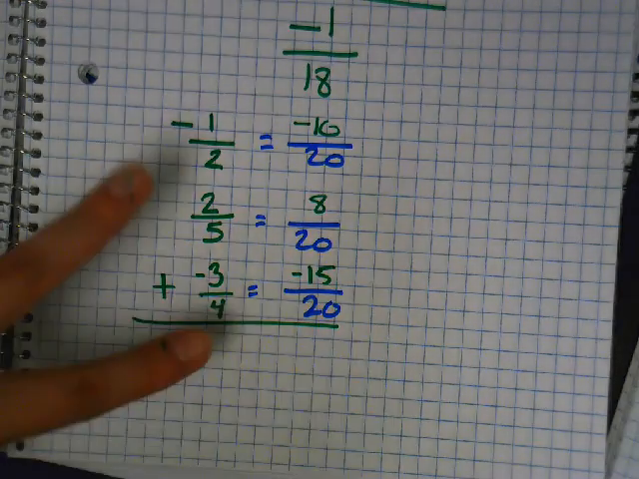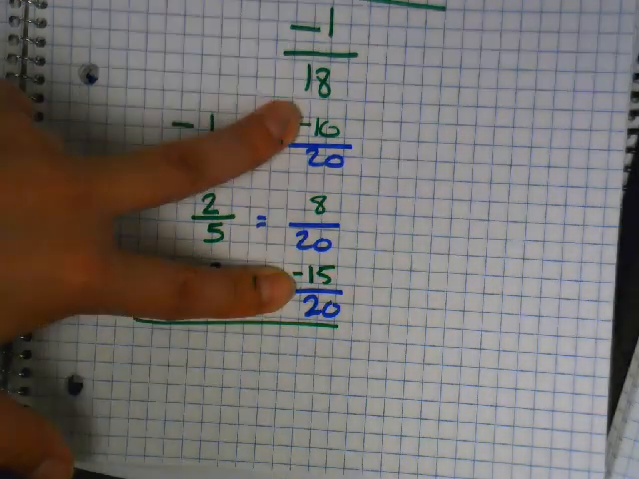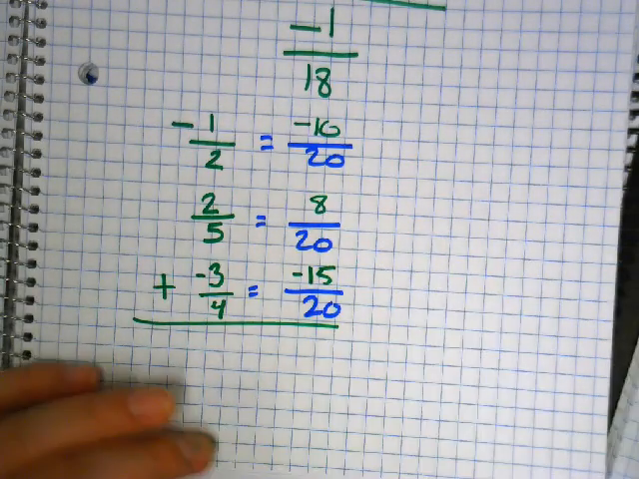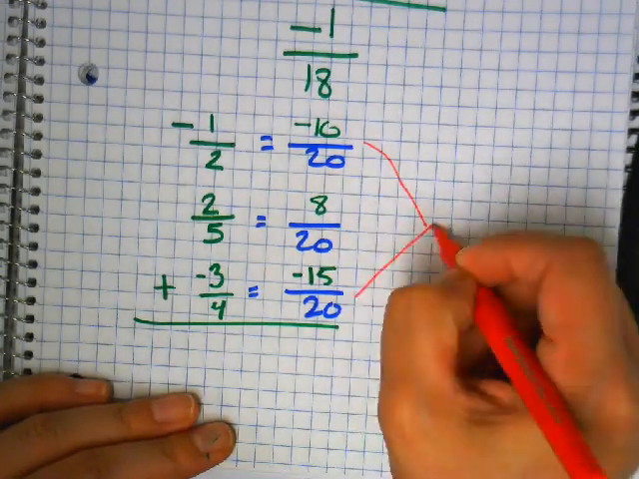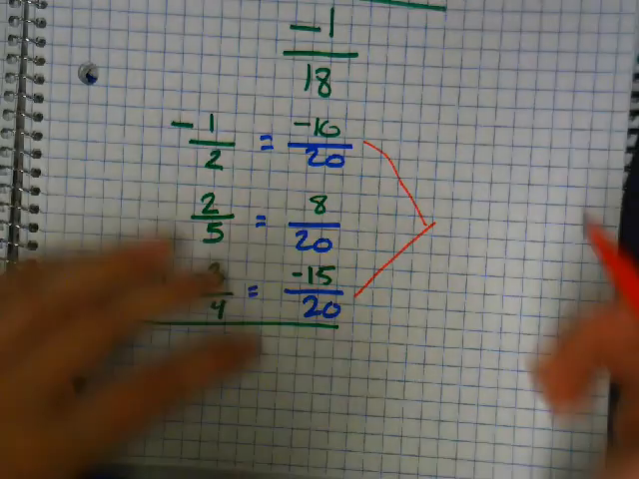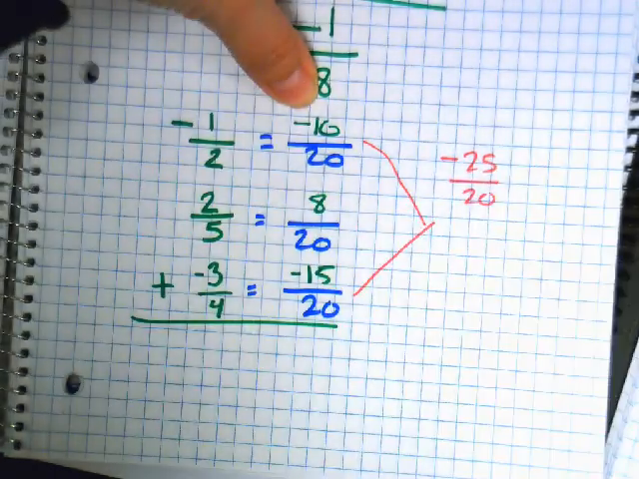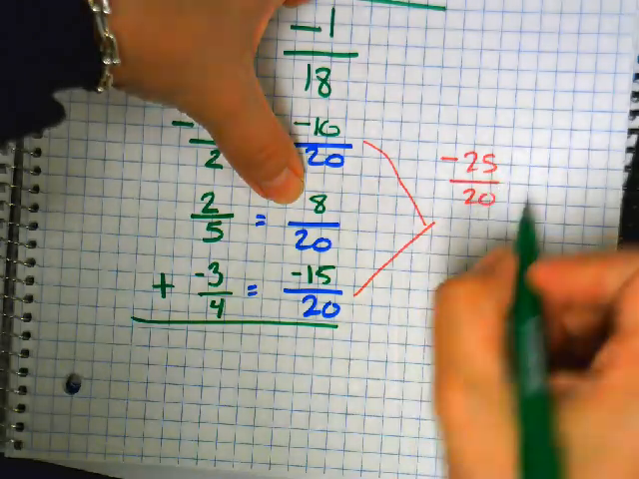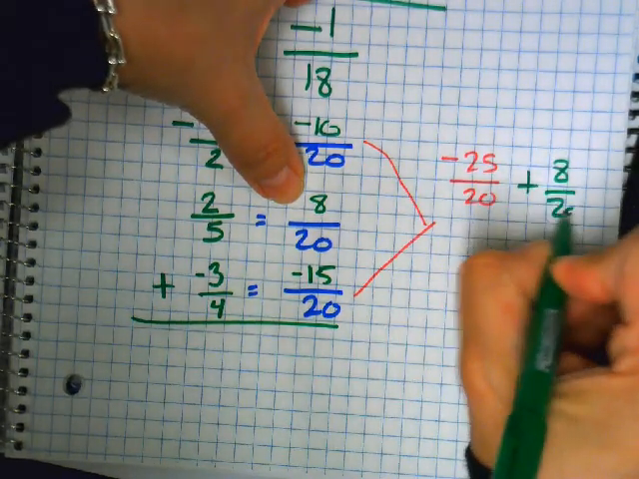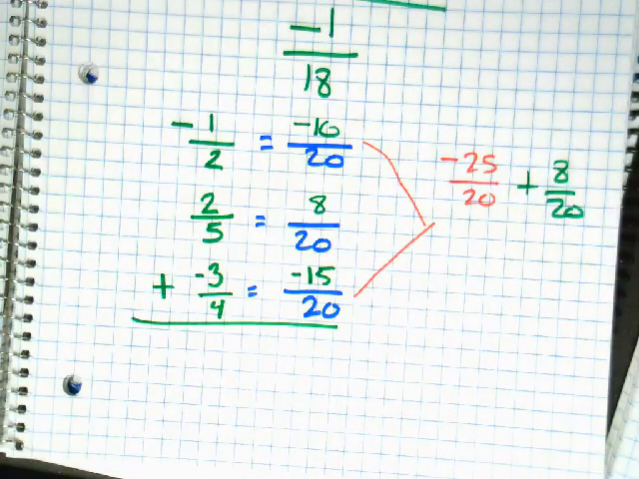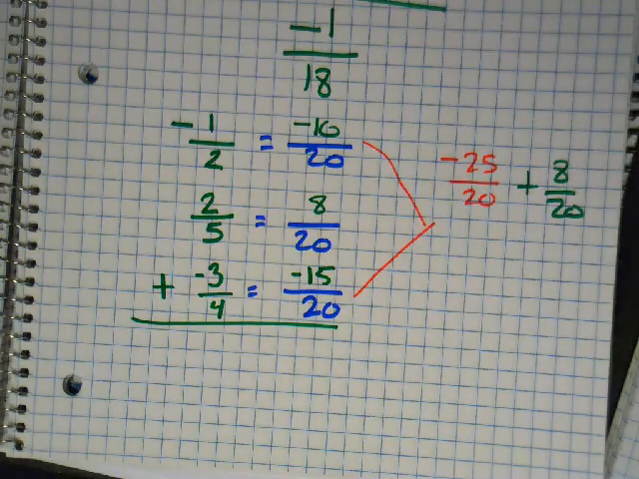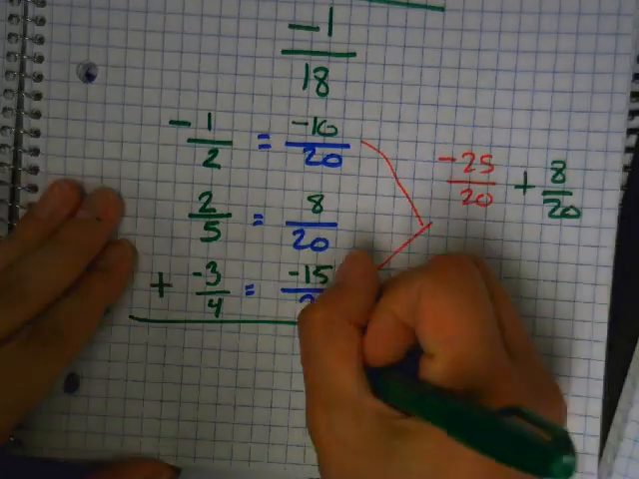I think the easiest would be to add the 2 negatives, right? So if I add the 2 negatives, I would get -25 over 20, and then I would add the 8 over 20, which are different signs, so you would subtract. What's 25 minus 8? Yeah. I like these.